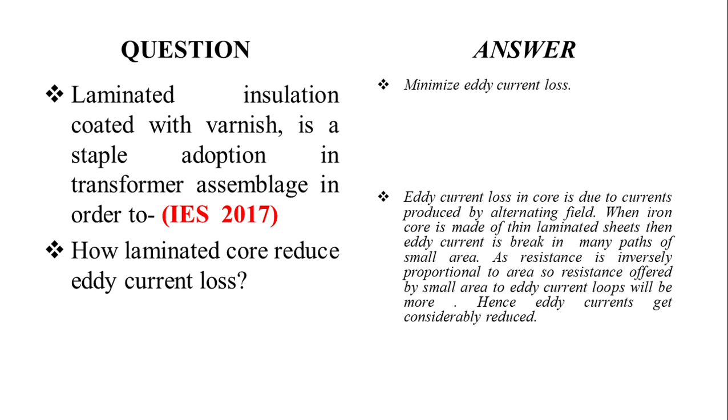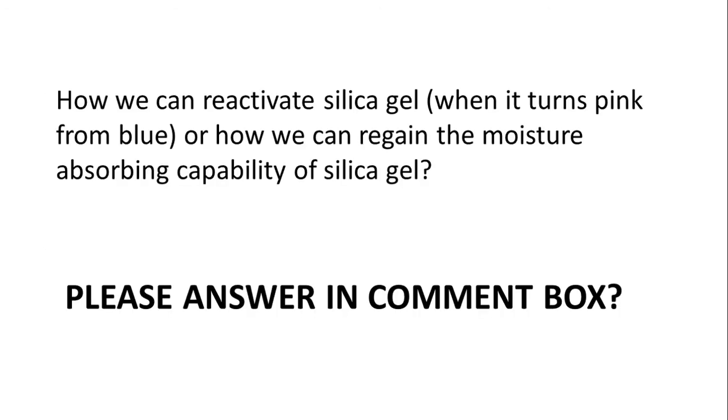This has already been told to you in my previous slides, that eddy current losses in the core are due to currents produced by the alternating field. When the iron core is made up of thin laminated sheets, then eddy currents break into many parts of a small area. As resistance is inversely proportional to area, the resistance offered by a small area to eddy current loops will be more. Hence, eddy currents get considerably reduced. So these all are the questions related to transformer construction.